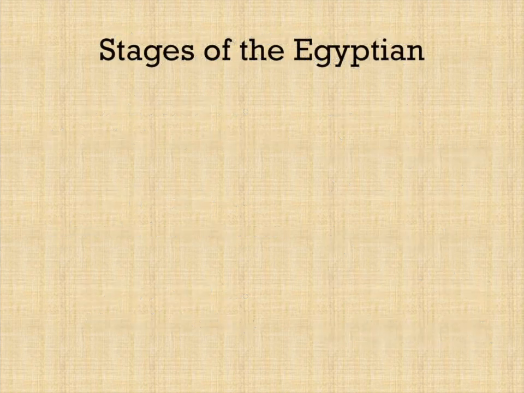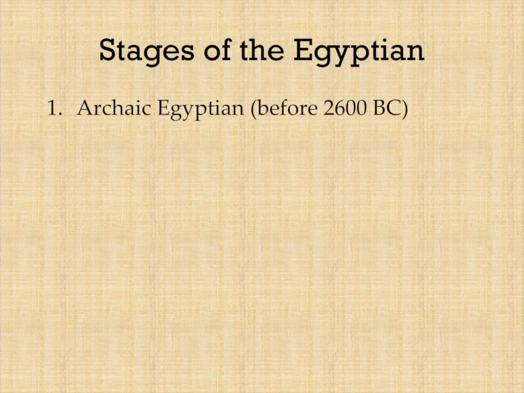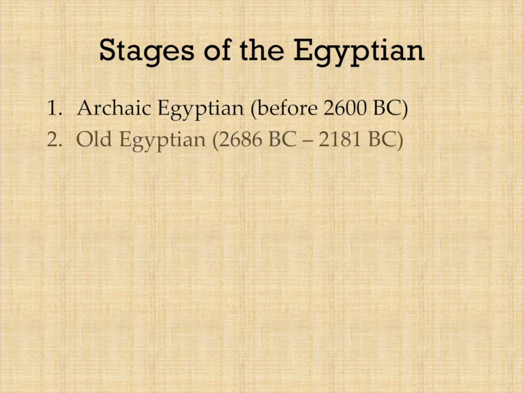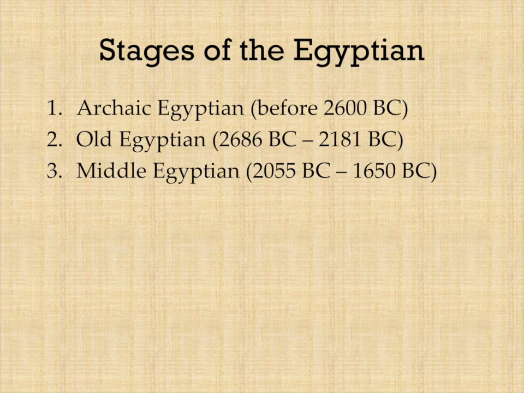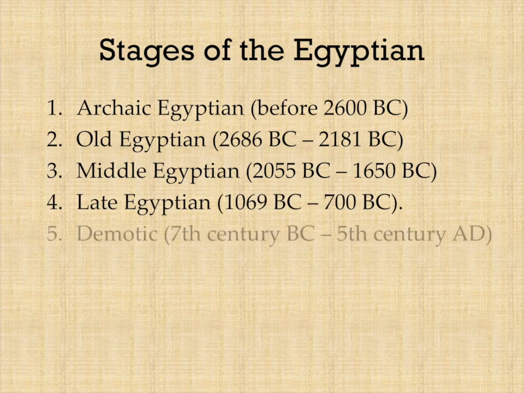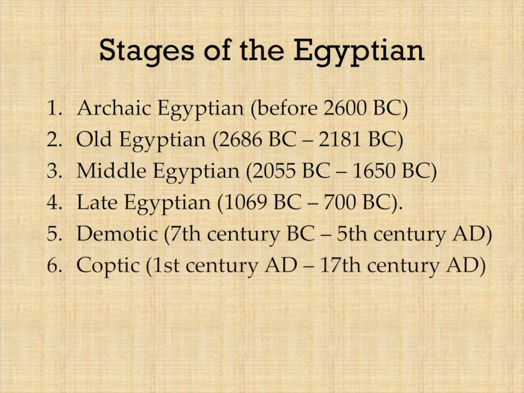But before we do, it's important to understand something about the stages of the Egyptian language. Archaic Egyptian is the Egyptian used before 2600 BC. Old Egyptian is between 2600 BC and 2100 BC. Now, Middle Egyptian, which we call Classical Egyptian, is the language of the Middle Kingdom, and that is from 2000 BC to 1650 BC. And then we have Late Egyptian, Demotic Egyptian, which was actually that piece of writing in the center of the Rosetta Stone. And then we have Coptic.